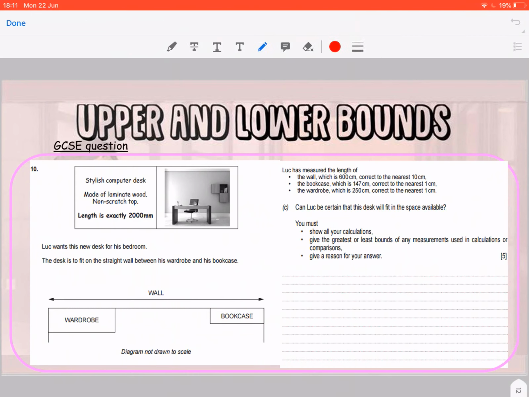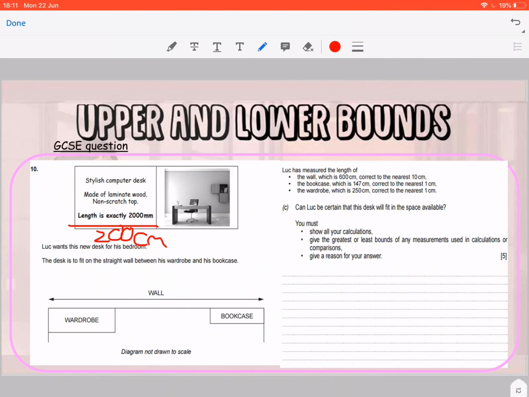Right then, so, really straightforward question. What it's saying is, the wardrobe, the wall and the bookcase have all been rounded. The wall's been rounded to the nearest 10, the bookcase to the nearest 1 centimetre, and the wardrobe to the nearest 1 centimetre. His desk is exactly 2,000 millimetres, which is the same as 200 centimetres. And that's going to be really important towards the end.